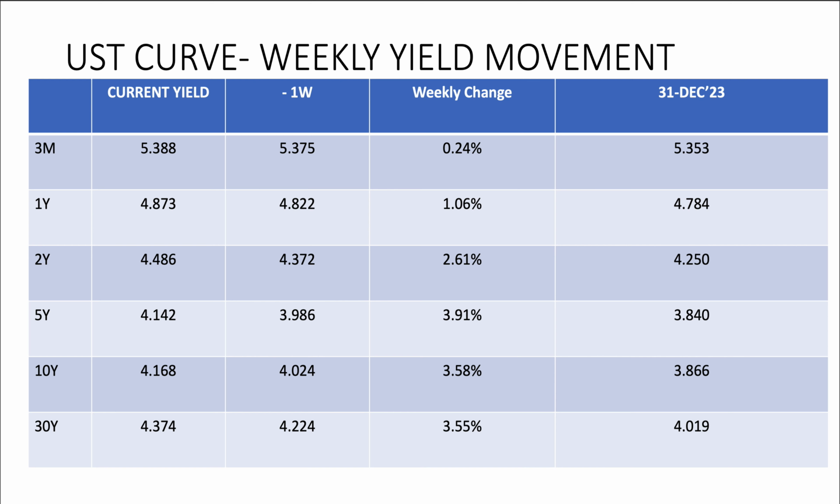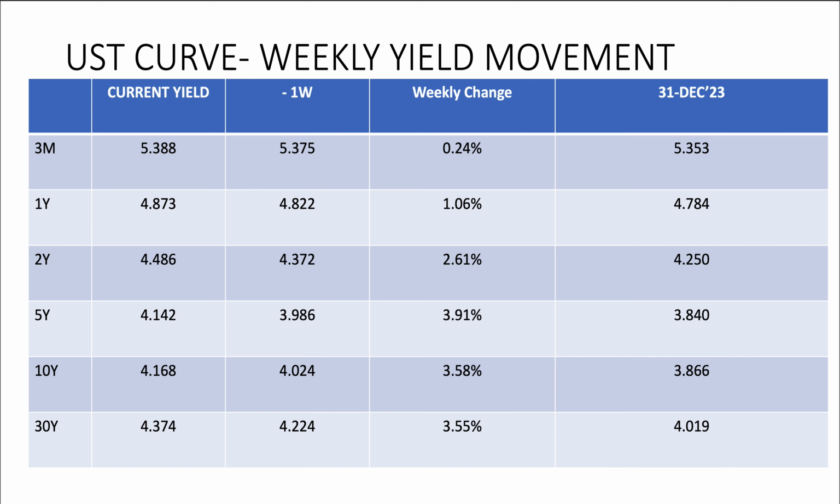4.250. Now the 5-year yield is at 4.142, which in weekly change was 3.91%, and on 31st December 2023 it was at 3.840. Now the 10-year current yield is at 4.168, which in weekly change is positive 3.58%, and on 31st of December 2023 it was at 3.866.